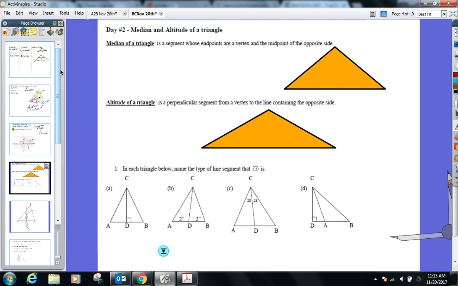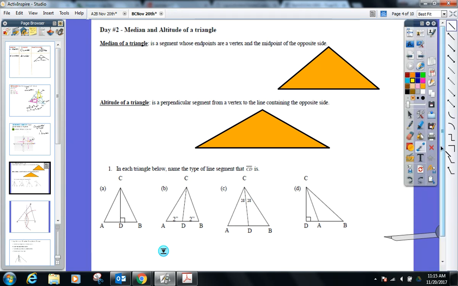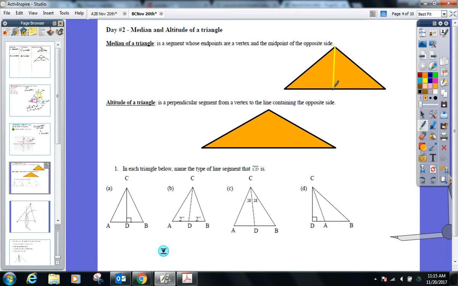Okay, here we go. Here's a good median up here. Again, it is a segment. A segment contains 2 endpoints. Where's one of the endpoints located? At one of the 3 vertices. Where's the other endpoint located? At the midpoint of the opposite side. How do I know that's a midpoint? Got to have these markings there that say it cuts that side in half. All right, so this right here is a median.